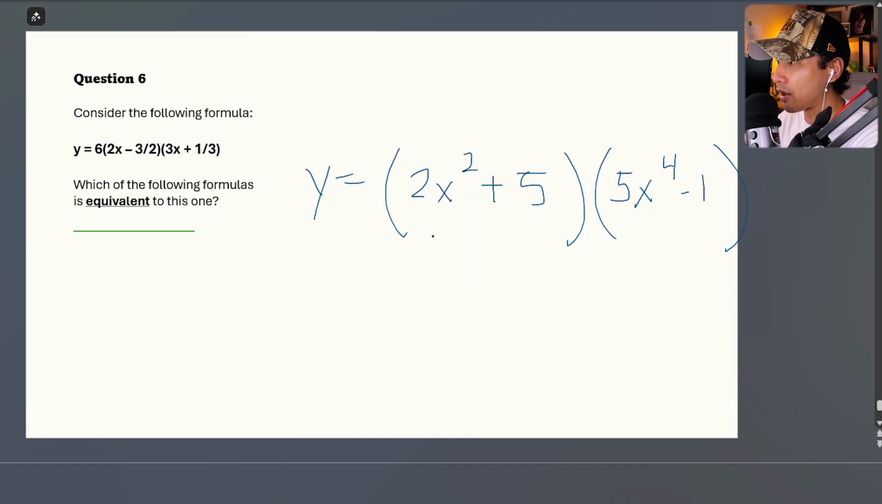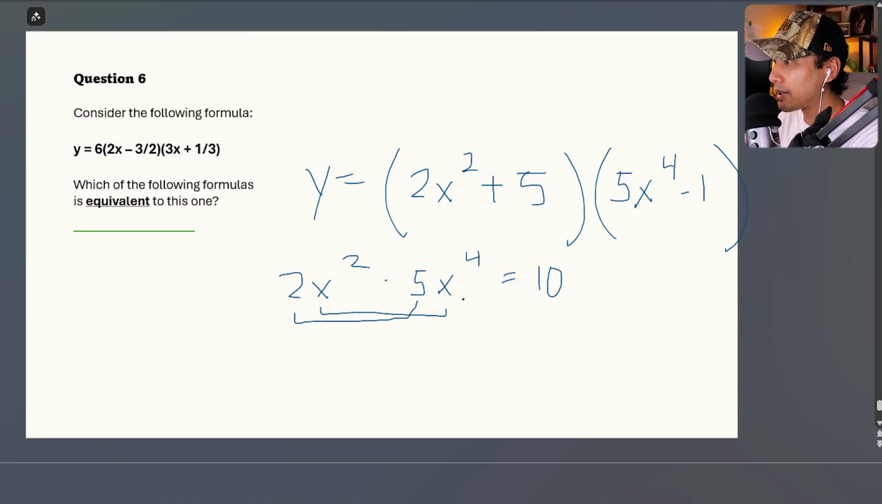Okay? So, use the FOIL method again. 2x squared times 5x to the 4th. What does that equal? Multiply these two numbers. That's 10, right? And then multiply these. X squared times x to the 4th. Remember, you add the exponents. When you add the exponents, you get x to the 6th. Okay? Easy. Now you get 2x squared times -1 equals -2x squared.